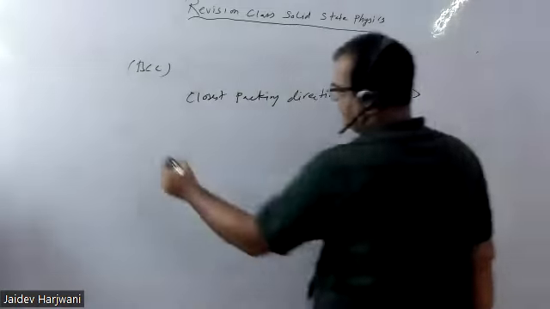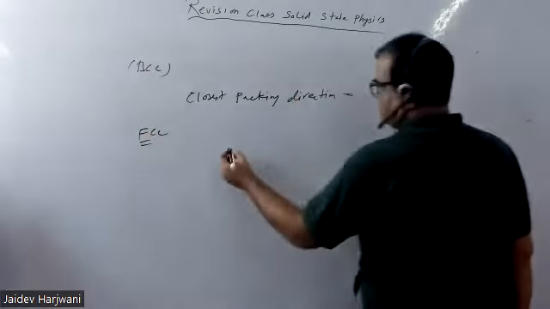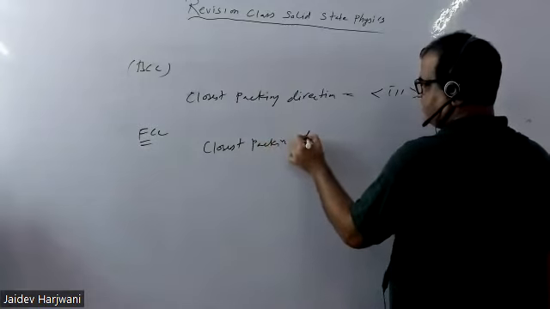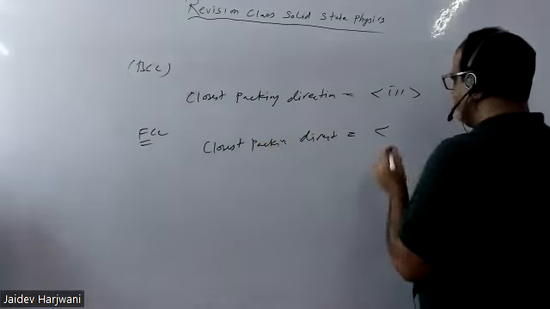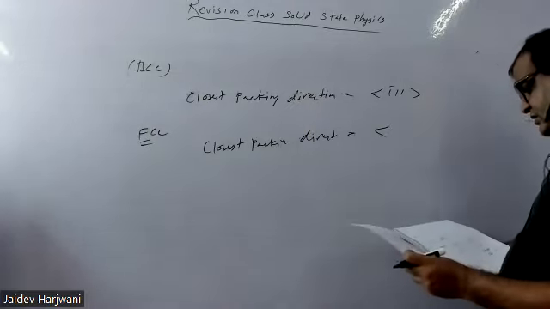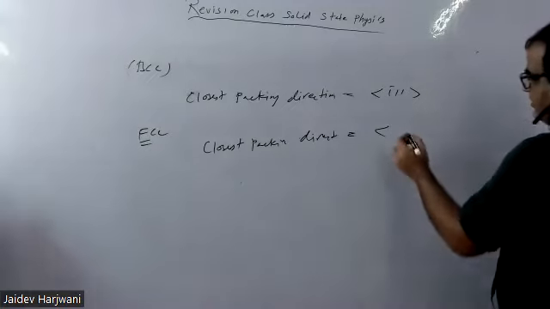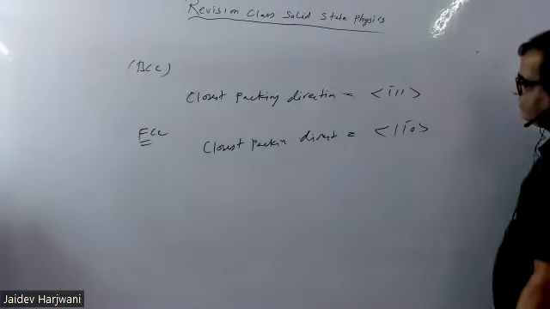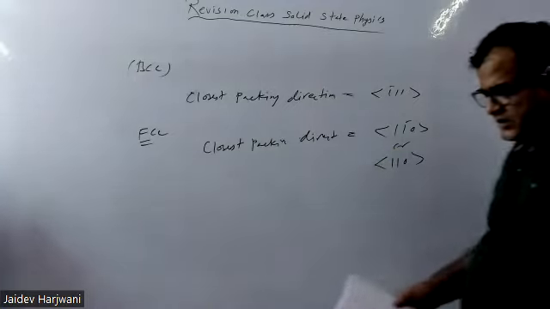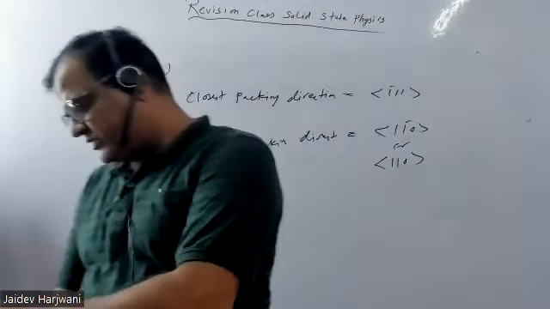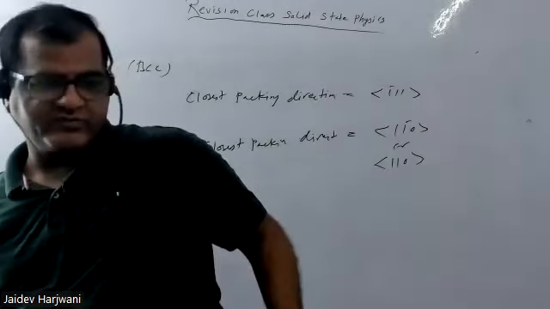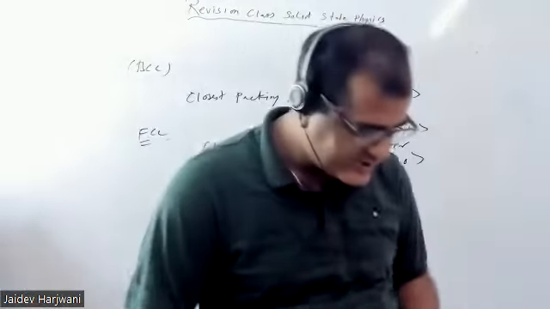Similarly, for FCC, the closest packing direction is 110, the family of 1 1 0, or you can simply write 1 1 0. So these were your densities. Now the remaining are X-ray diffraction and neutron diffraction, which I think I will discuss tomorrow.